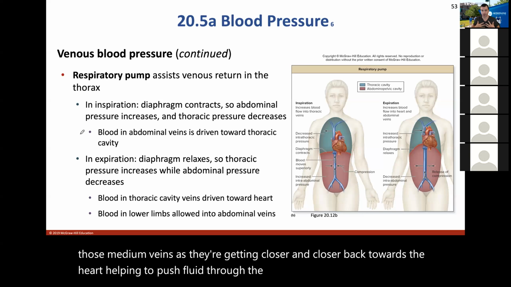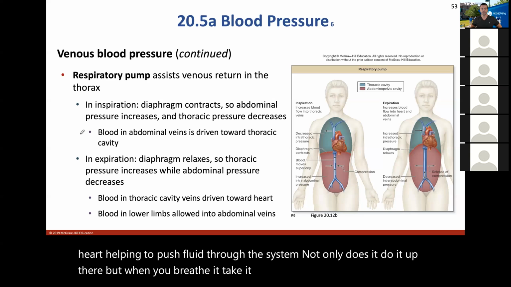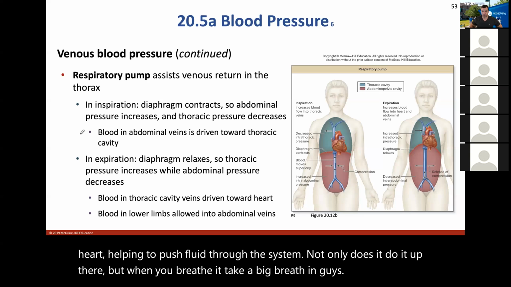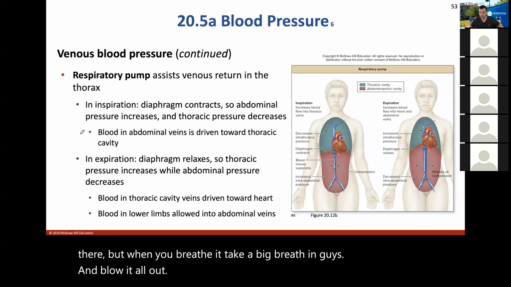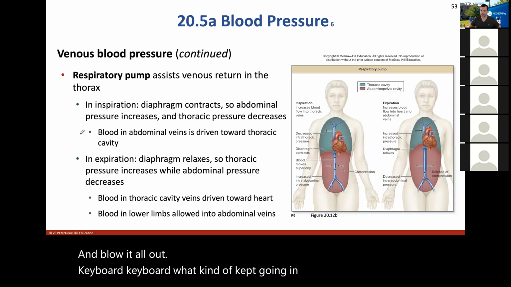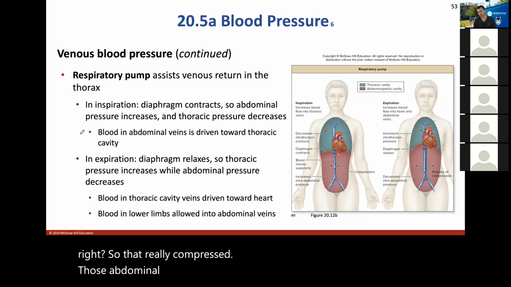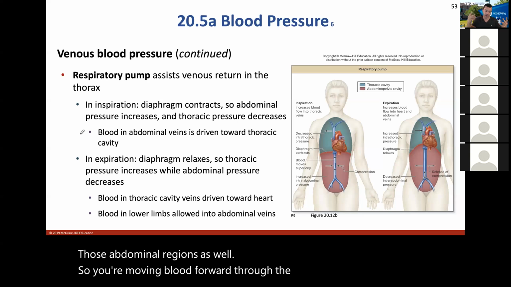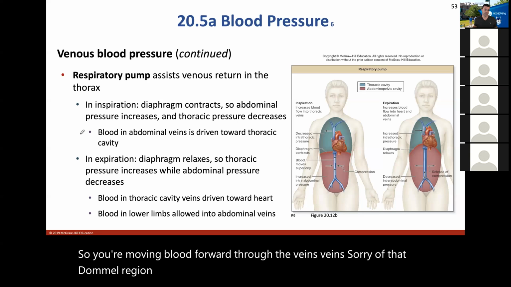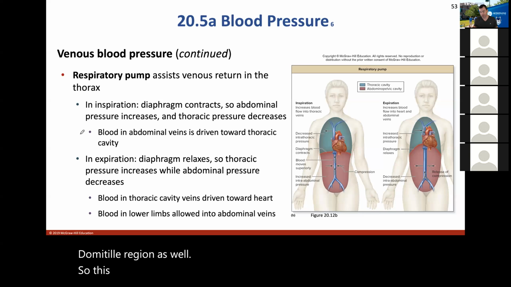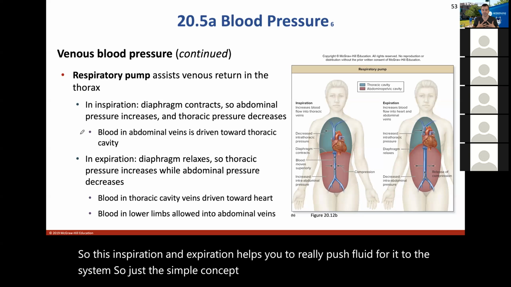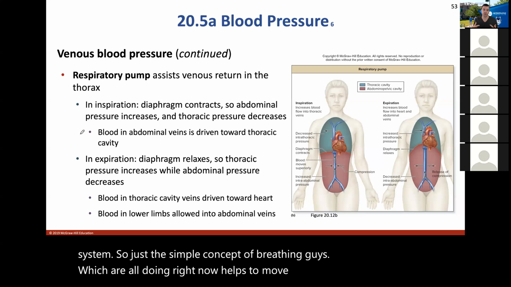Not only does it do it up there, but when you breathe, take a big breath in, guys, and blow it all out. Keep blowing, keep blowing. What kind of kept going in? Your abdominal region, right? So that really compressed those abdominal regions as well. So you're moving blood forward through the veins of that abdominal region as well. So this inspiration and expiration helps you to really push fluid forward through the system. So just the simple concept of breathing, guys, which you're all doing right now, helps to move fluid forward through the system.